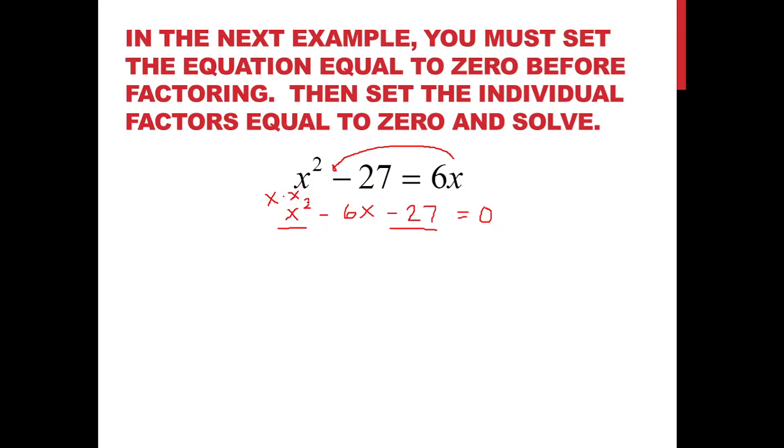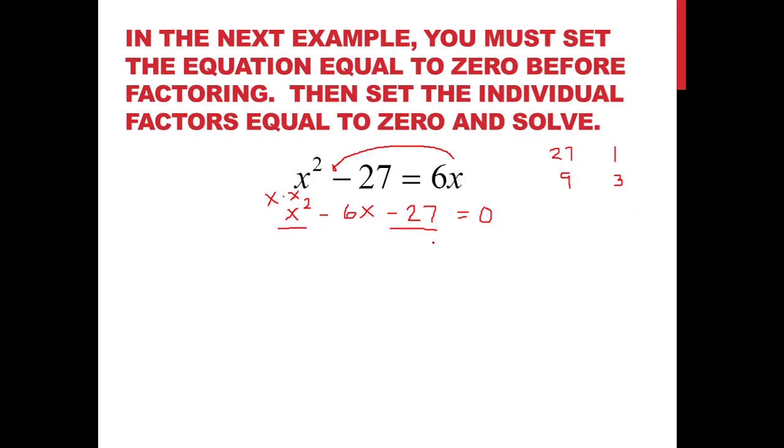What are the factors of 27? It can be 27 times 1 or 9 times 3. That is still 27. I think we only have two sets of factors of 27.